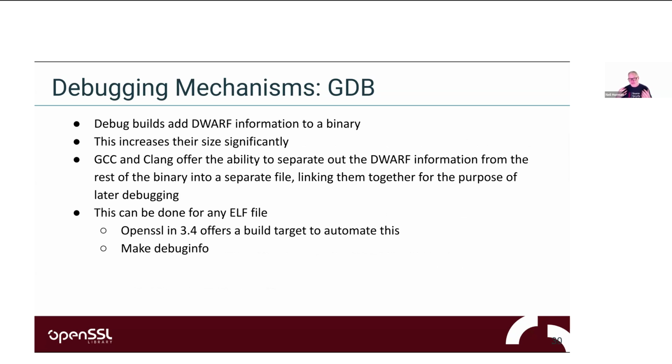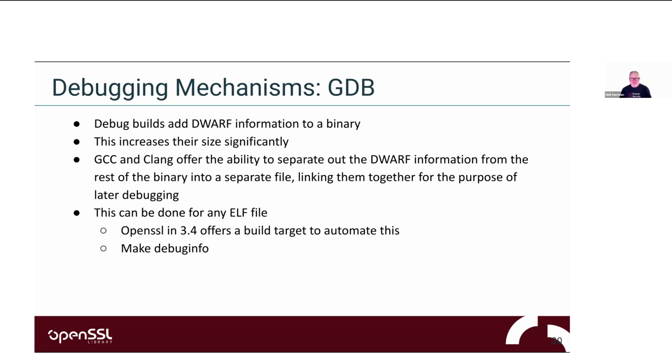As mentioned, debug builds add DWARF information to a binary, which is good, lets you debug. Bad, increases size. GCC and Clang offer the ability to separate out DWARF information, however, from the rest of your binary into a separate file, linking them together for the purpose of later debugging. You may have seen this in some distributions. Distributions like Red Hat or Ubuntu or Arch will often include repositories that are debug info libraries. What they're doing there is exactly what we're talking about here.